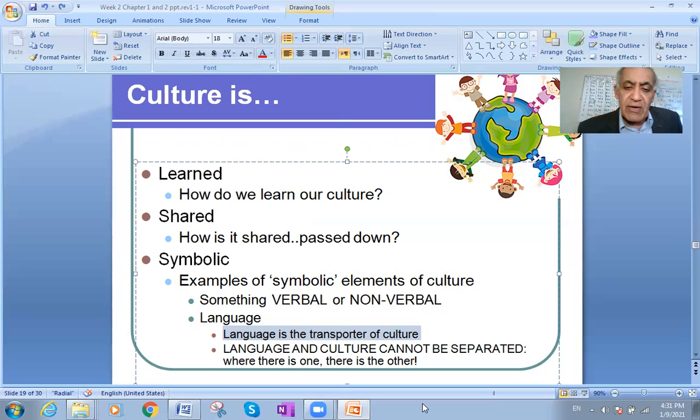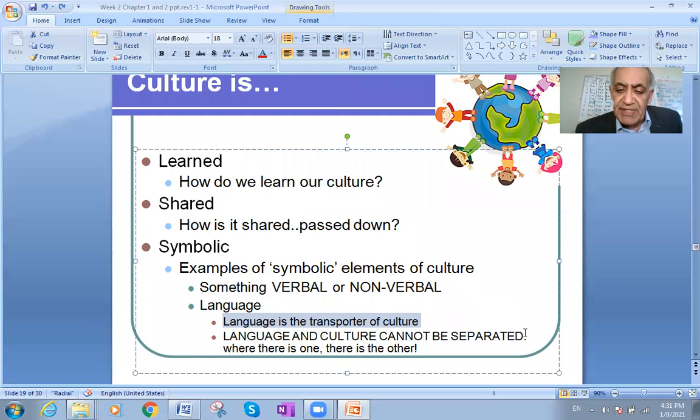Language and culture cannot be separated. They will never be separated. Both of them are very important. They are abundant to each other. They are together. Where there is one, there is the other. That's right. That's true.